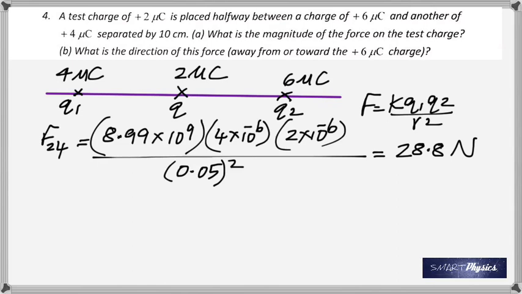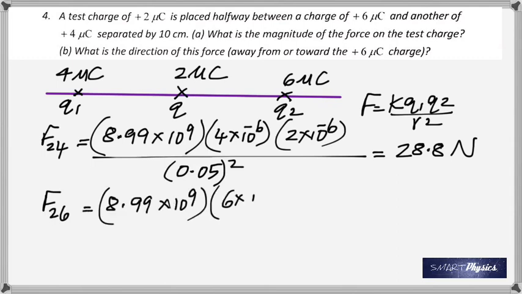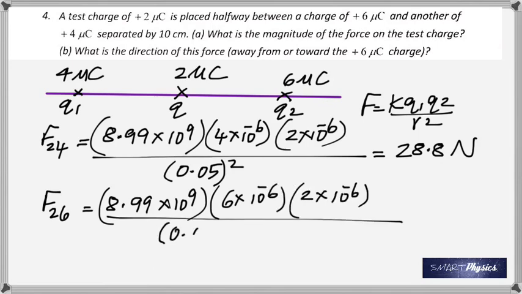Can I put per coulomb there? No, because it's not on 1 coulomb. See? It's on 2 micro. And then the next one, the same. Likewise. Force on 2 due to 6. Same thing. And same distance, and you get 43.2.